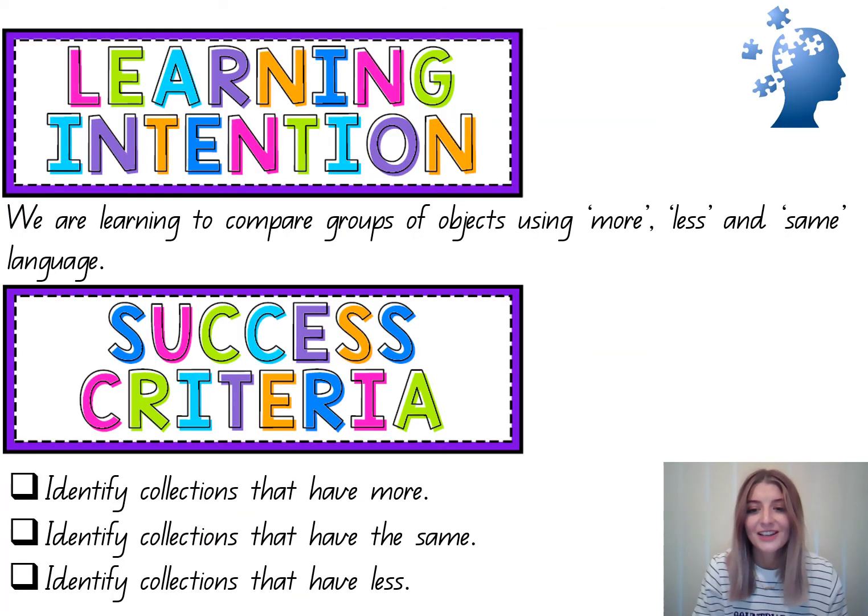All right, guys, you did great today. Let's have a look to make sure we met everything in our success criteria. So, did we identify collections that have more? Well, we helped the doggy find all the groups that have more in them, the bigger number. So, yep, we can give that one a tick because we did that. Okay, did we identify collections that had the same? Yes, you told me if the groups, yes they did or no they didn't, have the same. So let's give that one a tick.